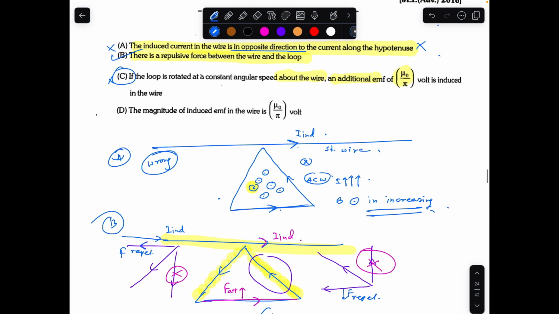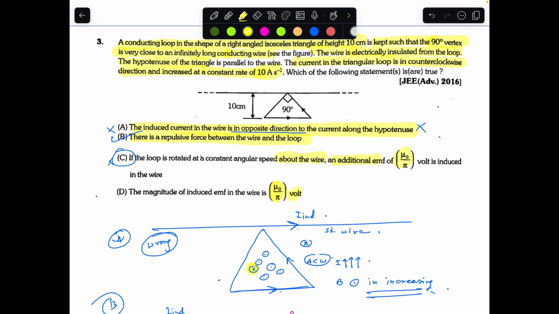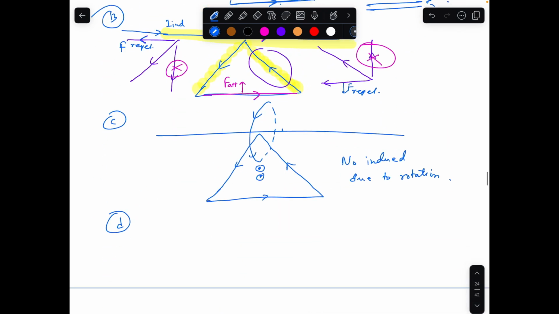Now option D: they're saying that the magnitude of induced EMF in the wire is mu naught by pi volt. So I have to find the magnitude of induced EMF in the straight wire. Just try to think how we can do this, because the field through this loop is increasing. Because of change in current in one, there is induced current in another. So basically, I can apply the concept of mutual inductance. Let us try to find the mutual inductance of this.